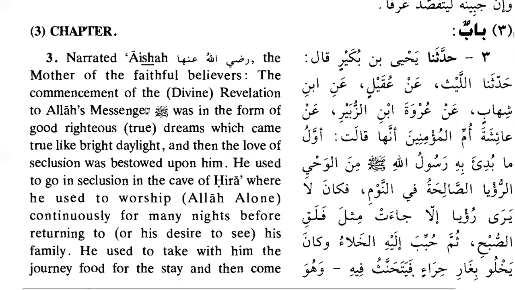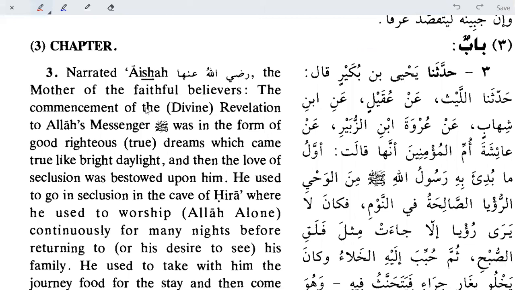Now, here is another method, which is the third one. Initially, the revelation came in the form of good, righteous dreams, which came true like bright daylight. So the third one is the righteous dream. The first is the ringing of a bell, the second is the angel coming in the form of a man, and the third is the righteous true dream.